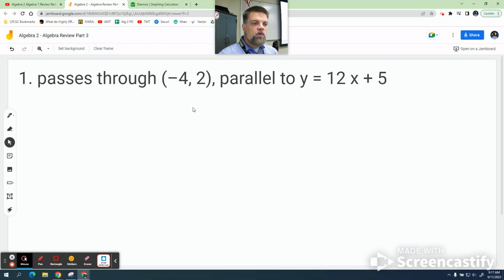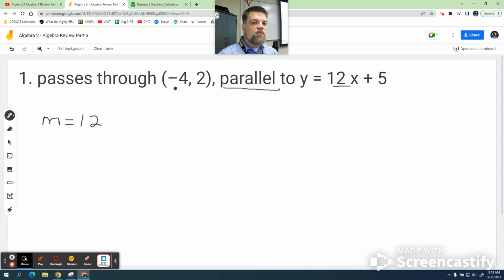All right, so we're going to do more of the same. Remember that if it says parallel lines, what do we know about the slopes? They're the same. So the slope of the new parallel line is going to be the same as the slope of the other line. So my slope is going to be 12.